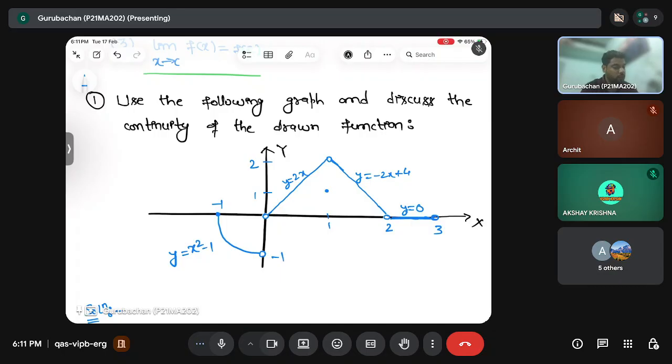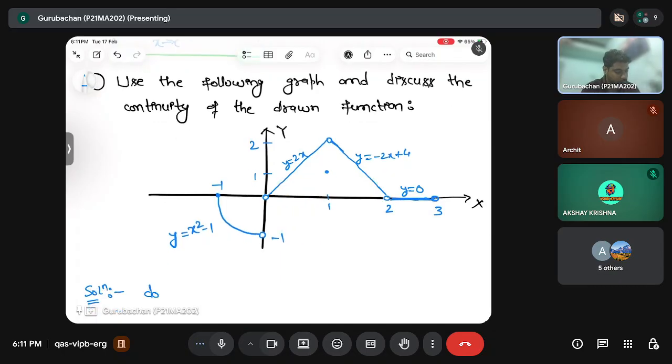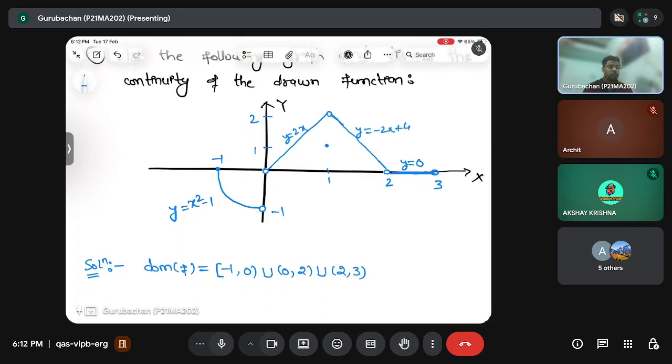So what is the domain of this function? Negative 1 to 3. Both are included. No, sir, the 0 is not included. Negative 1 to 0, next, then open bracket 0 to 2, next, then 2 to 3. So it's very obvious. We don't need to worry what happened at 0 and what happened at 2. Is it clear to everybody?